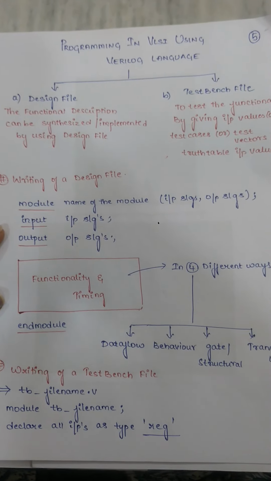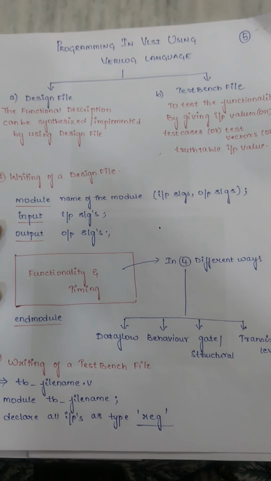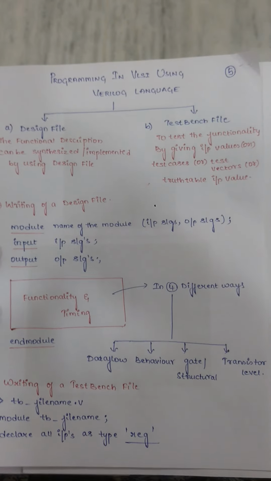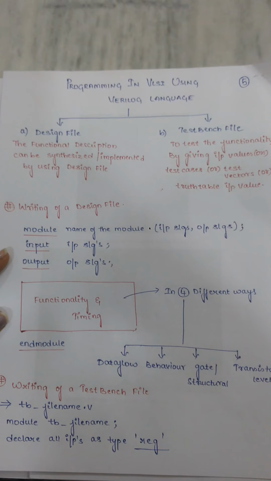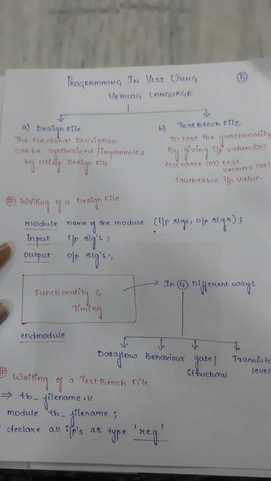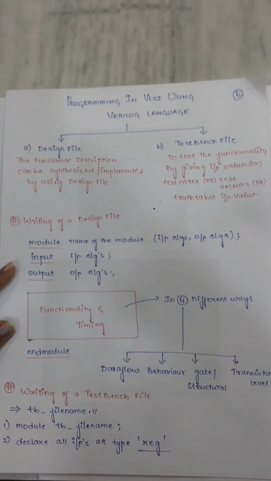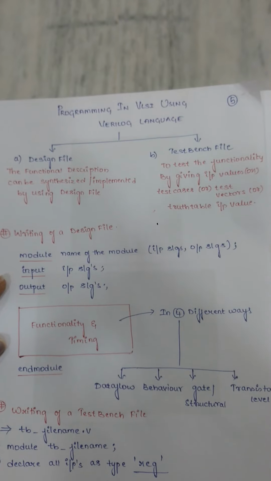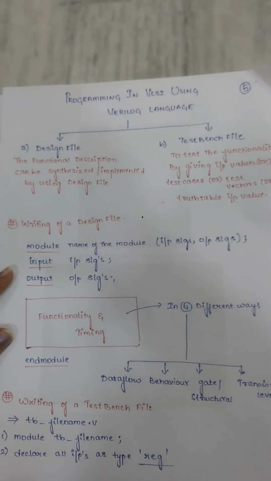In previous sessions in part 4, we have discussed the VLSI design styles. There are 4 different styles, right? Data flow, behavioral, gate or structural model, and transistor models. So by using any one of the models, we can write a program for any circuit by using the Verilog language. Now in this session, we are going to see programming of VLSI.